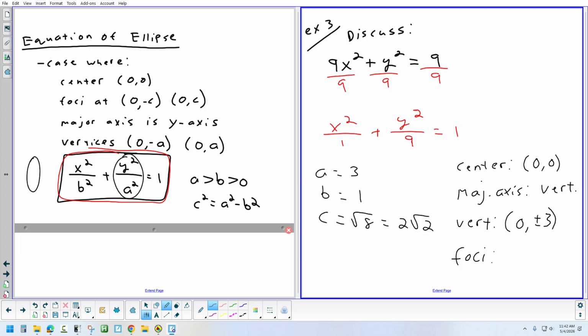And how about my foci? Where are those going to be? Where are my foci going to be? 0, plus or minus 2 root 2. Yeah, and again, because the center is at the origin, the numbers are going to be symmetrical. So I'm going to use that plus or minus notation. And that is everything important I would ask you for. Any question on that one?